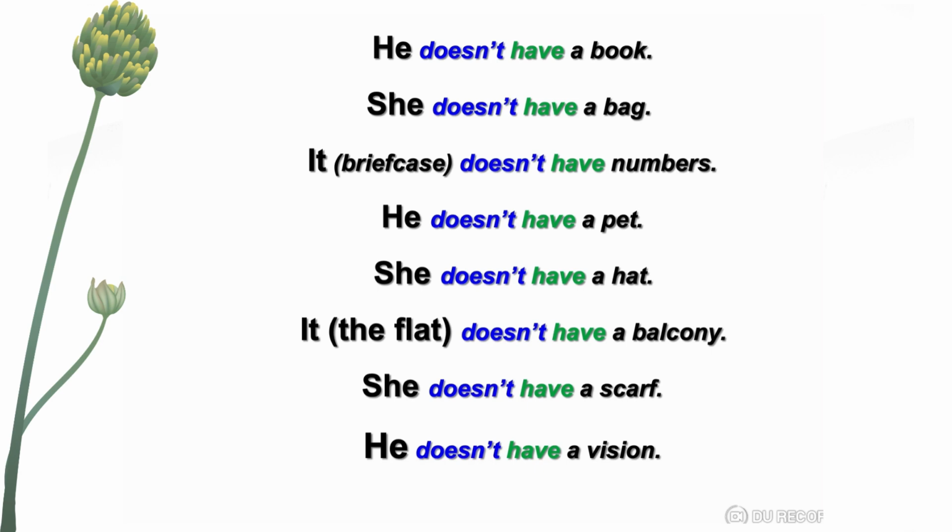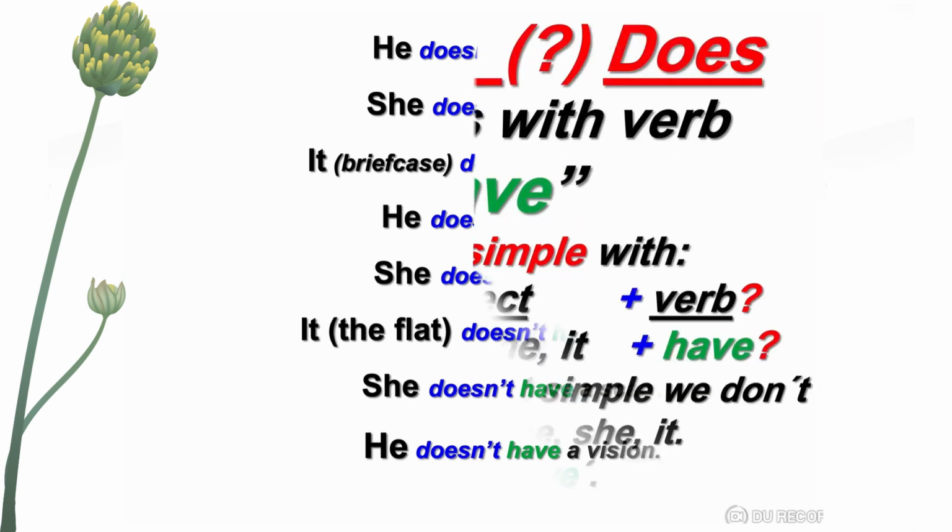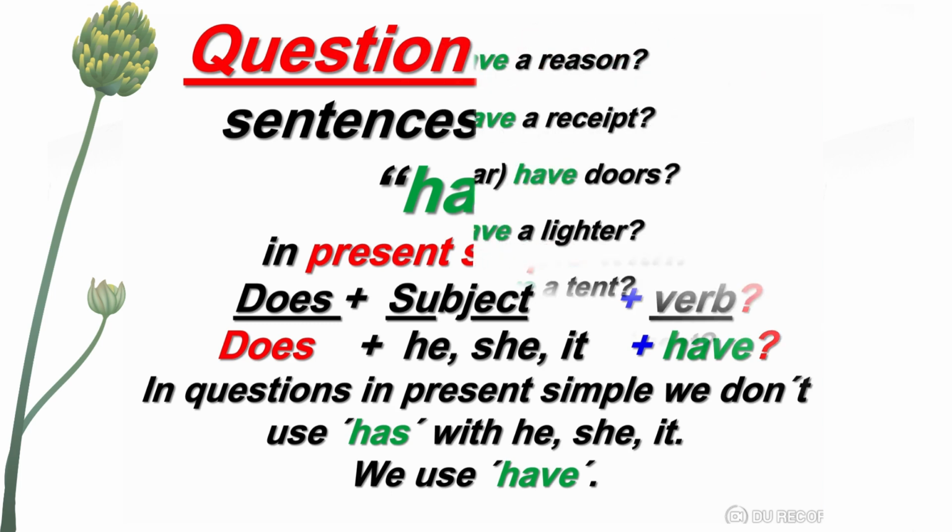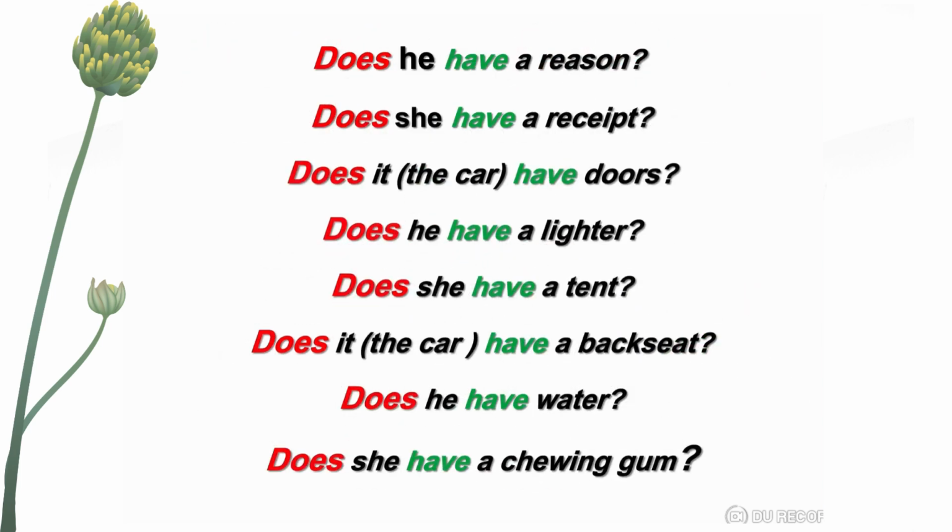So try to repeat them. Let's go to the next. The question form. Does he have a reason? If you say, do he have a reason? It's not correct. Because with he, in the question, we don't use do, we use does. So remember does, and try to practice it to remember it and to learn it by heart. Does he have a reason? Does she have a receipt? So P is silent. Receipt.